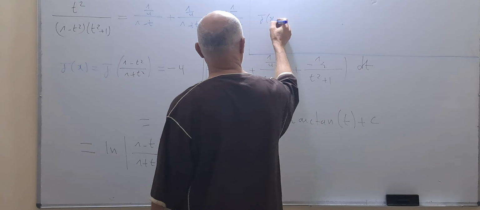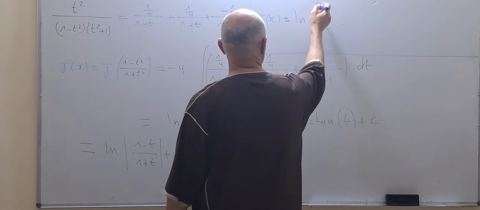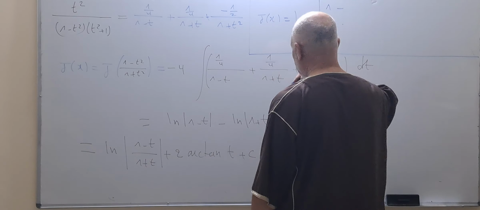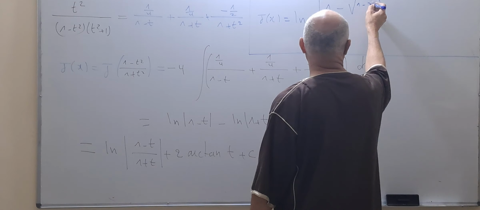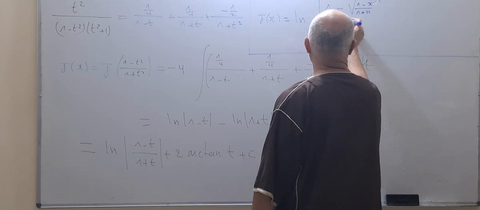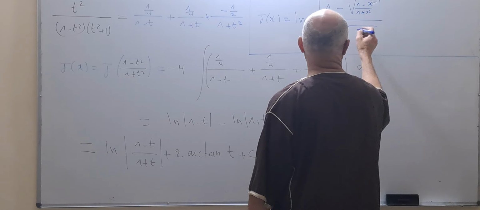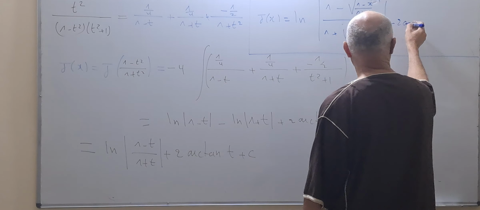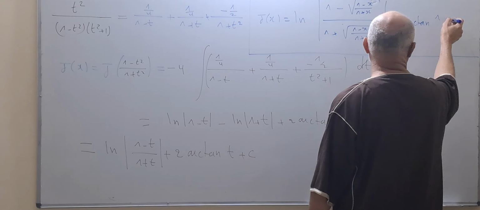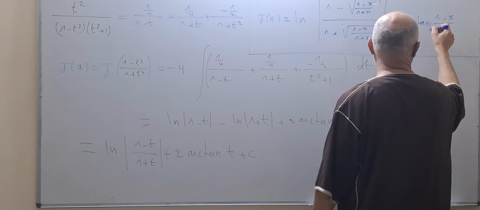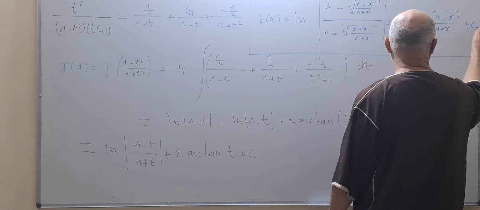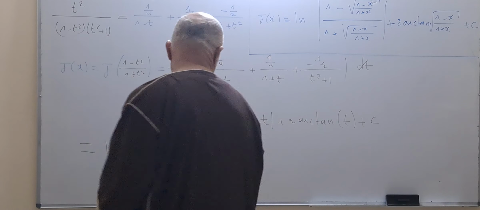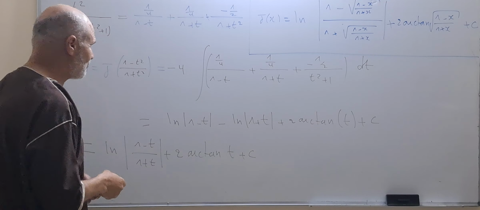And here we need to turn back to the first variable. g of x is equal to ln absolute value of (1 minus the square root of (1 minus x) over (1 plus x)) over (1 plus the square root of (1 minus x) over (1 plus x)), plus 2 arc tangent of the square root of (1 minus x) over (1 plus x), plus a constant. This is, I think, the final result.